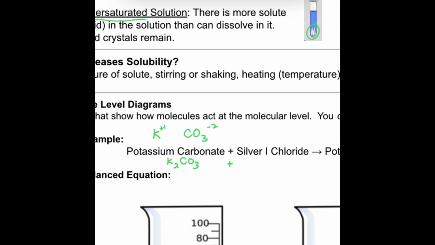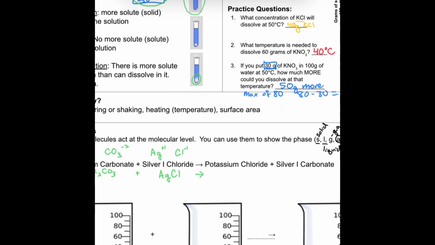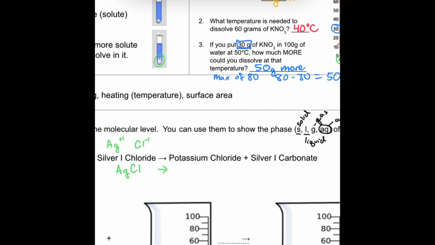All right. Next one, silver 1 chloride. We have silver, and I am told that it's silver 1, so that's going to be a +1 charge. Chlorine is a -1 on the periodic table. Again, we're going to swap and drop those, but they neutralize each other. So we have AgCl. We have potassium chloride. Potassium is a +1 charge on the periodic table. Chlorine's still a -1. Again, we swap and drop it again, but they are a +1 and a -1, so they neutralize each other.